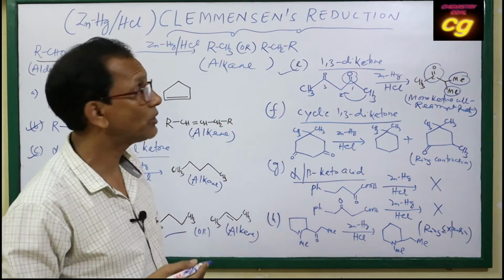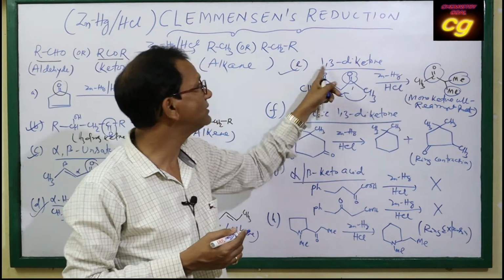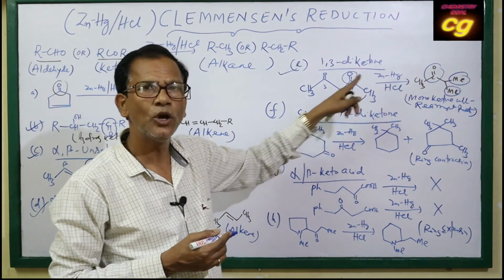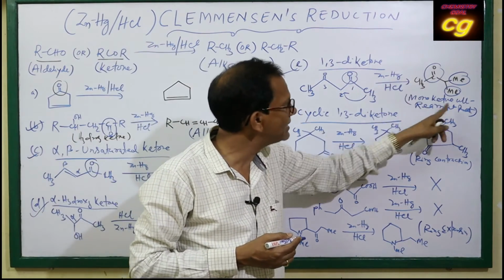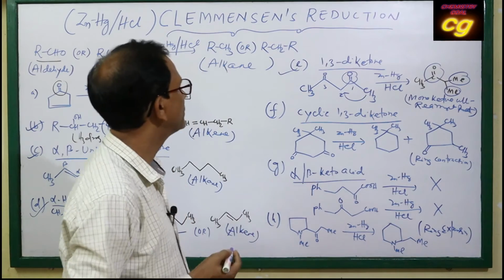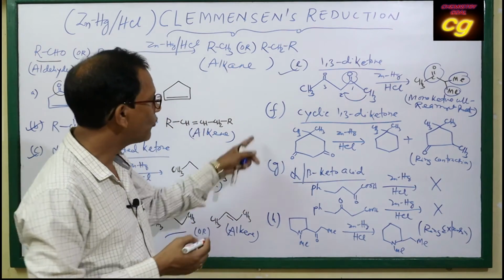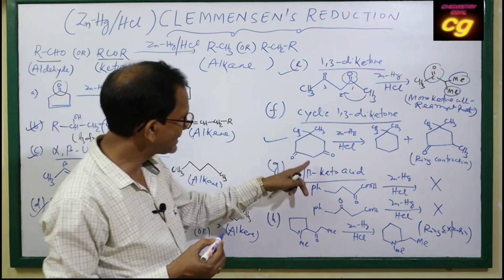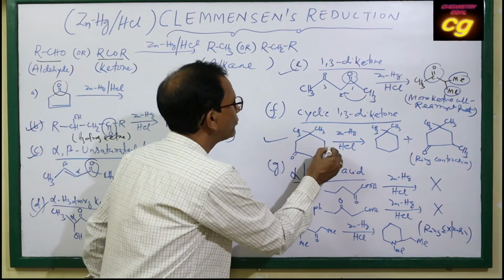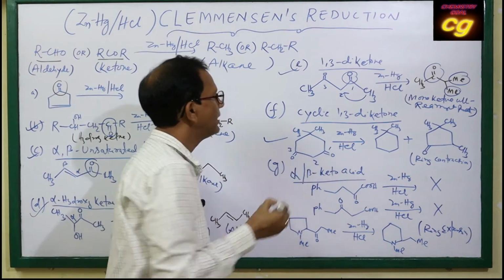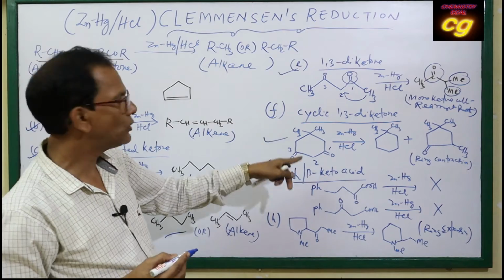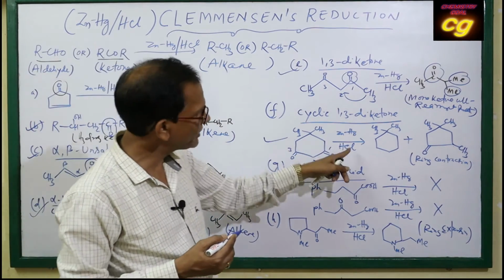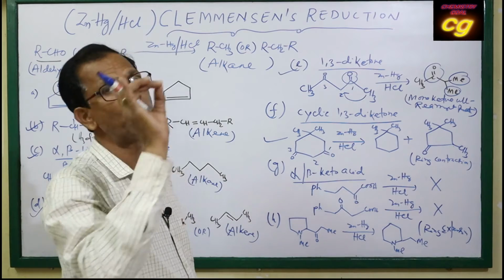Okay, this is very important. Don't forget this. 1,3-diketone undergoes reduction by zinc amalgam HCl, converting to monoketone and rearrangement product. Then if the 1,3-diketone is in cyclic form, a cyclic diketone with positions 1, 2 and 3, and the same reduction is applied, it produces two products.